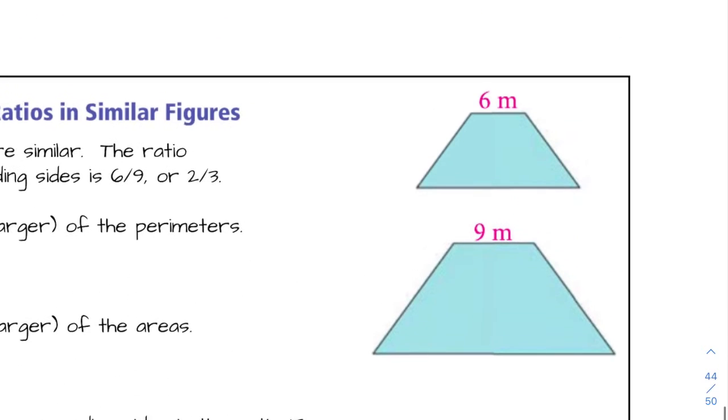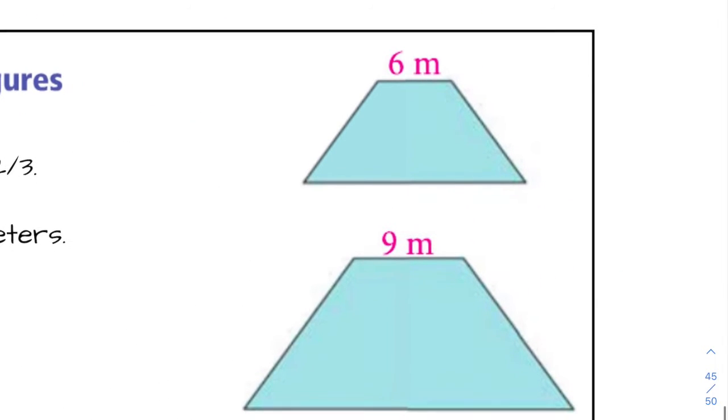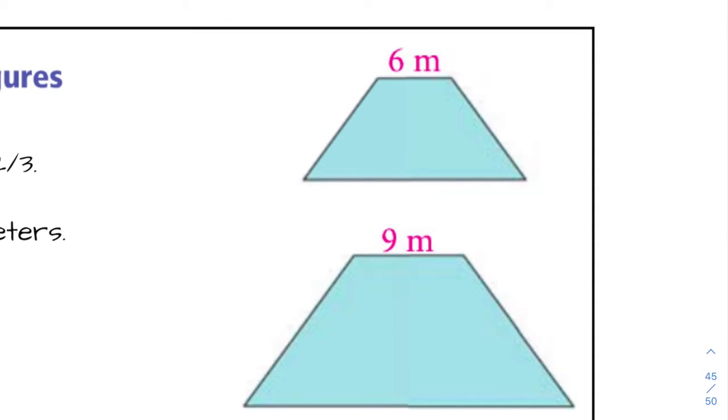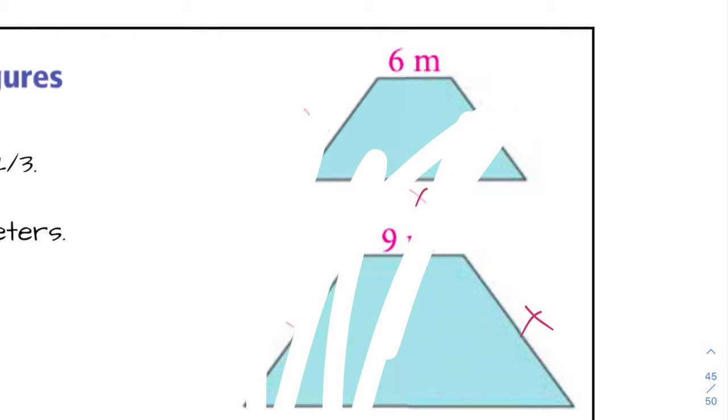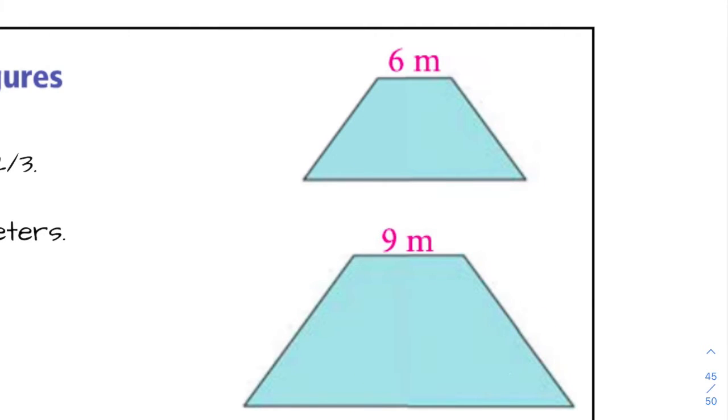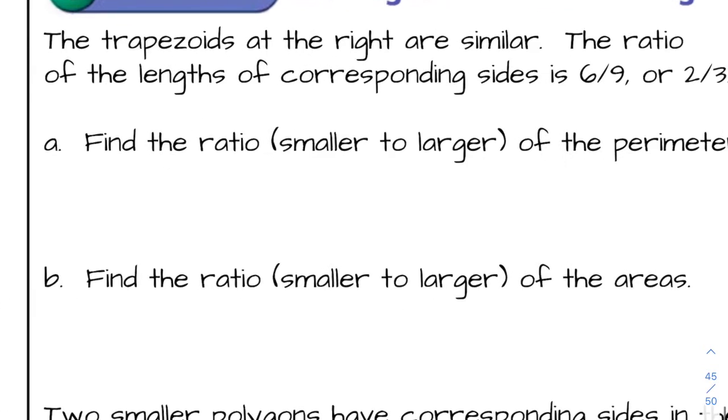So here we have two trapezoids. You see one side is 6, one is 9. We don't know anything about anything else. We don't know what that is, or that, or its area, but we don't need to know any of that. We know how they correspond, and we know what their ratios are.